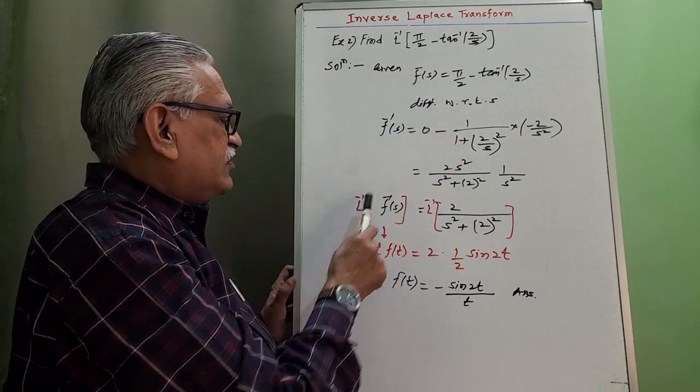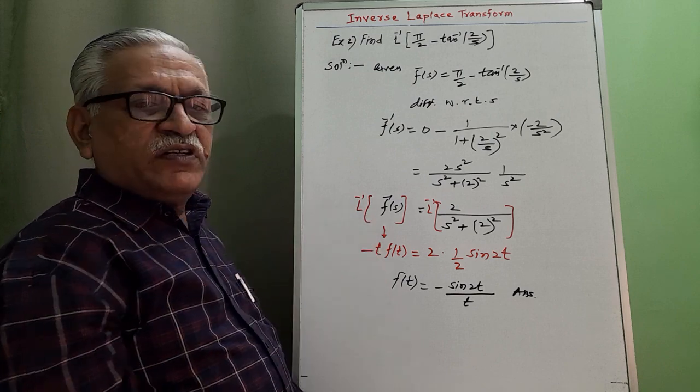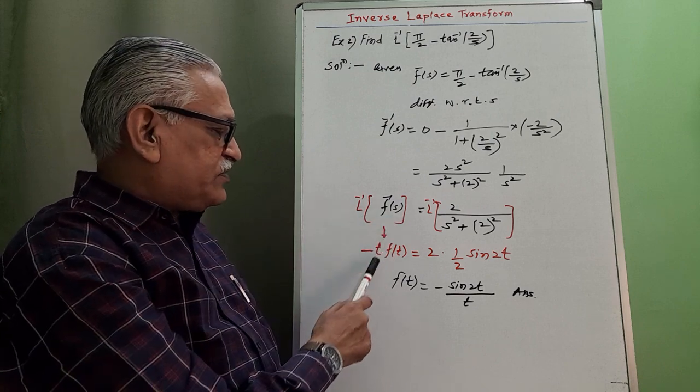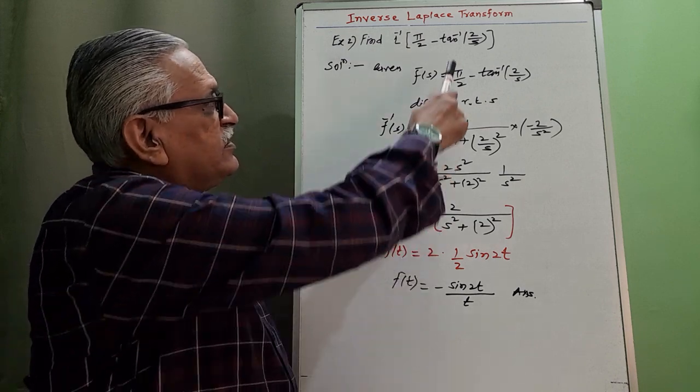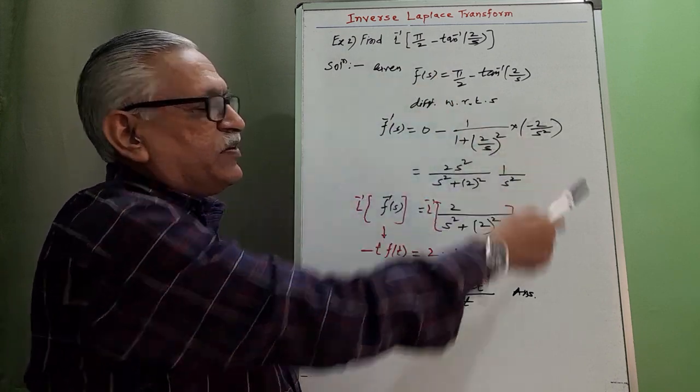Once again, this step is important. Inverse Laplace of f dash of s is minus t into f of t, where f of t means the inverse of that f bar of s.